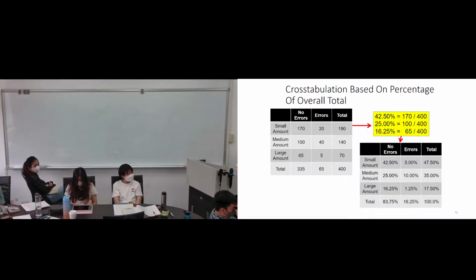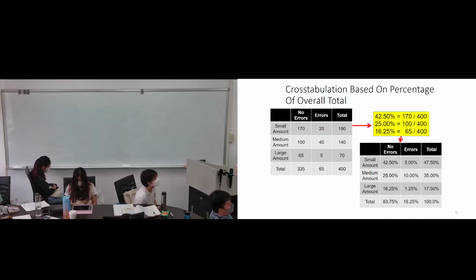This is the original table. We can convert all the data values into overall total. So we divide 170 by the total sample size, which is 400, and then we obtain 42.50%. And then 20 divided by 400, which is 5%. 190 divided by 400, 47.5%.